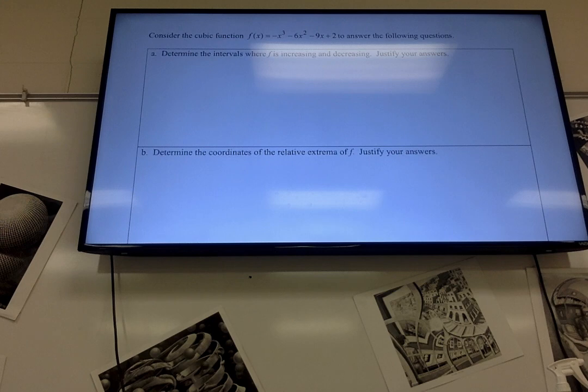Okay. So for the next one, we're going to consider this cubic function to answer the following questions. Determine the intervals where f is increasing and decreasing and justify your answers. What do we have to do to tell if the graph is increasing or decreasing? The first derivative, that's right. This is what you would use to find maxes and mins, because you would know when things are increasing and decreasing. So we are going to find the first derivative.